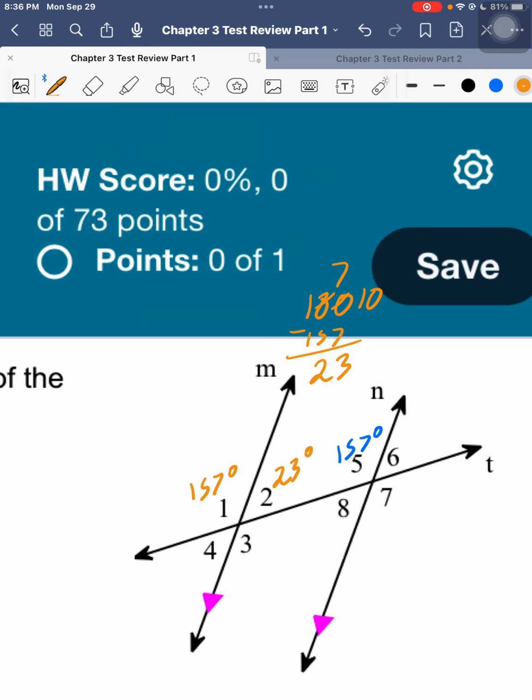Measure of angle 2 is 23. So 23. Because of what? Because of the same side interior angles converse. What about 3? Angle 3 is 157 because of, remember, I'm doing everything through the perspective of 5. So 5 and the alternate interior angles converse. What about 4?